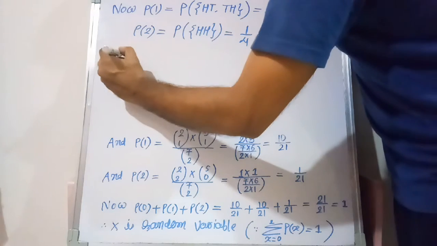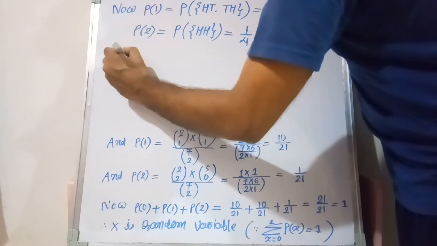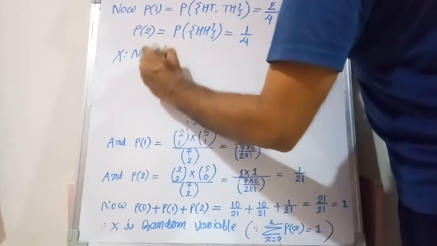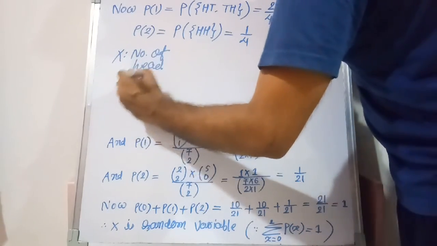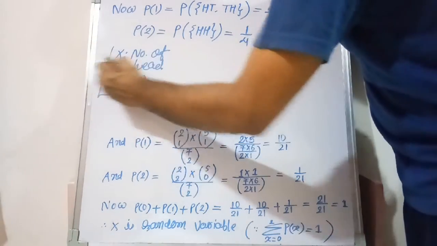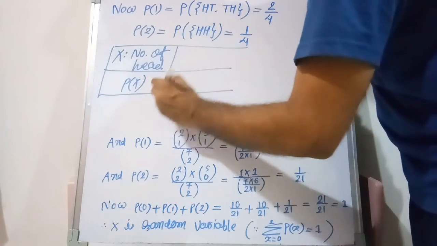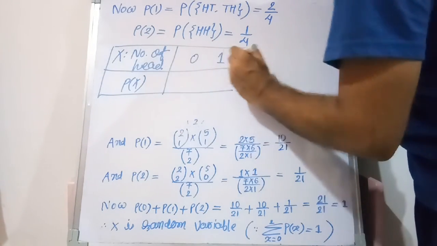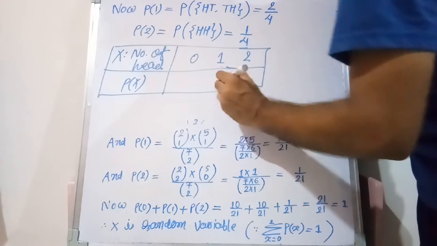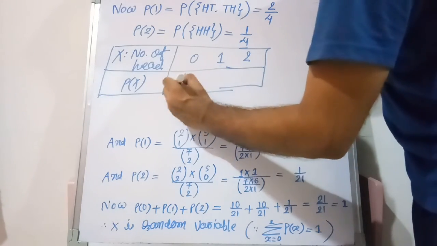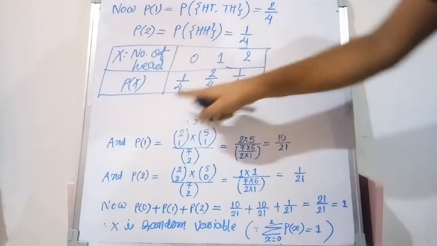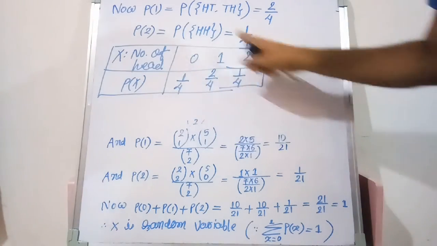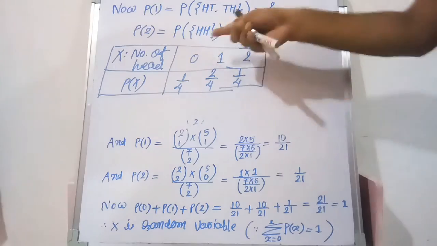Now what is the probability distribution of x? X is the number of heads, and the probability of getting x. So it's very easy to find. The number of heads that occur is either 0 or 1 or 2. So the probability of getting 0 heads is 1 by 4, then 2 by 4 and 1 by 4. See, the sum is always 1. So this is the probability distribution relevant to it.